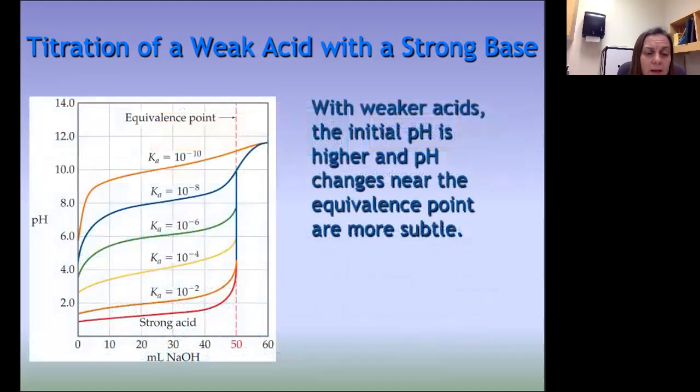So weak acids are going to start out at a higher pH because they don't dissociate completely. And the pH changes near the equivalence point are going to be more subtle. They're going to be harder to see. And so very often with weak acids, you have to use a derivative of the curve in order to actually determine for certain what the equivalence point was.